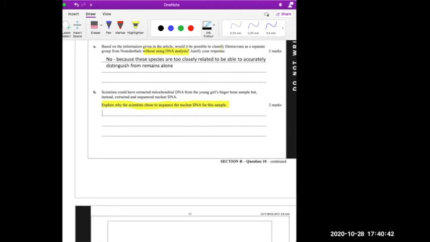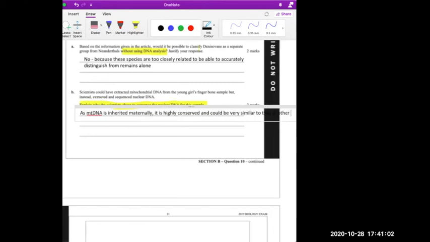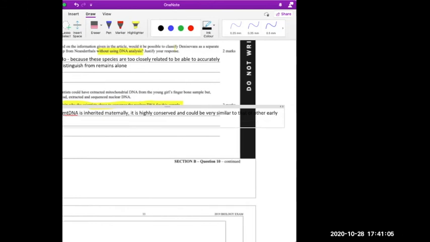So, as mtDNA is inherited maternally, it is highly conserved and very similar, and could be similar to other early human or early hominin species. Nuclear DNA contains the whole genome and is more indicative of present day traits.